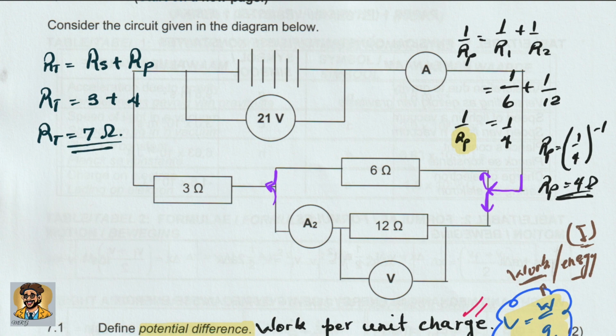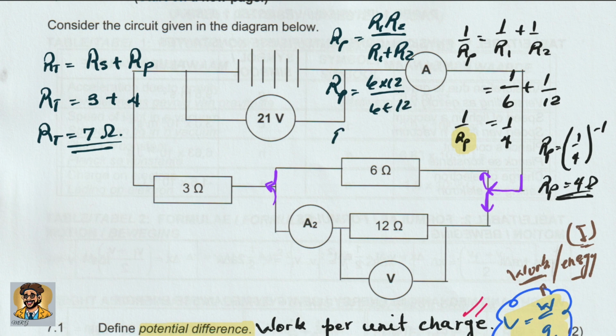Now, because you have only 2 resistors, there is another way of calculating the resistors in parallel. We can say that R in parallel is equal to R1 multiplied by R2 divided by R1 plus R2. This one can also be applied if you have 2 resistors, like in this case. So Rp is equal to 6 times 12 divided by 6 plus 12, and that will give you 4 ohm. So this is another option to calculate the resistors in parallel. You can use either one, but this one is only if you have 2 resistors.